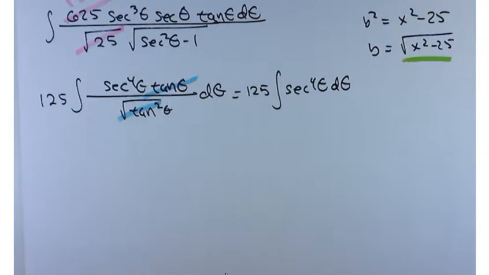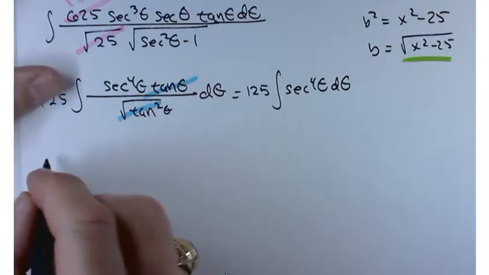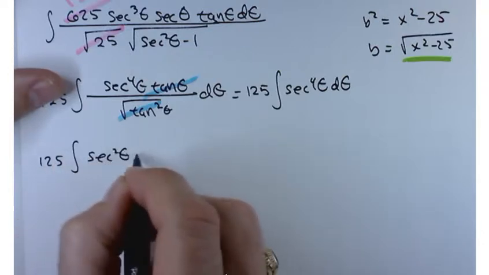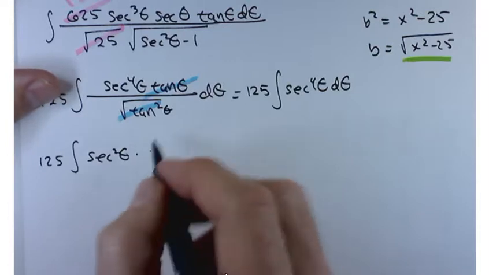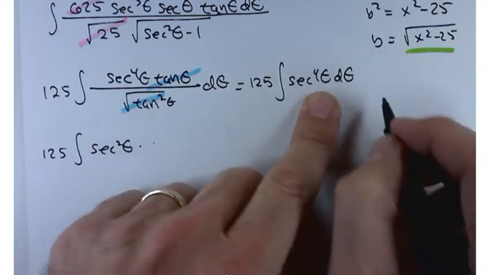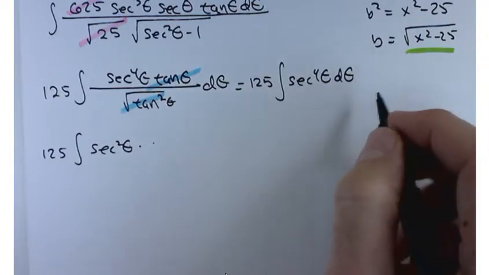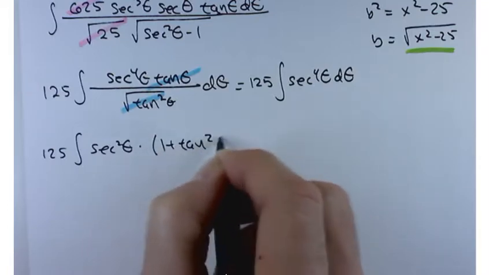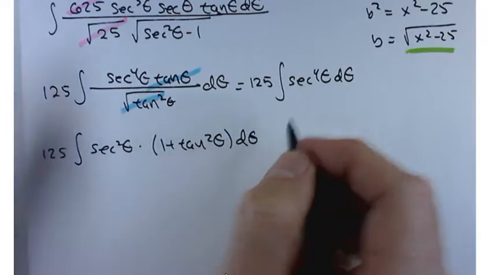Well, how are we going to do this one then? This is good practice from the stuff we did last week. Break it up. All right, let's break it up. What times what? Oh, excellent. Do it all in one step. Nice. This is secant squared times secant squared. But remember, secant squared is 1 plus tangent squared. So 1 plus tangent squared of theta, d theta. All right, looking more hopeful there.